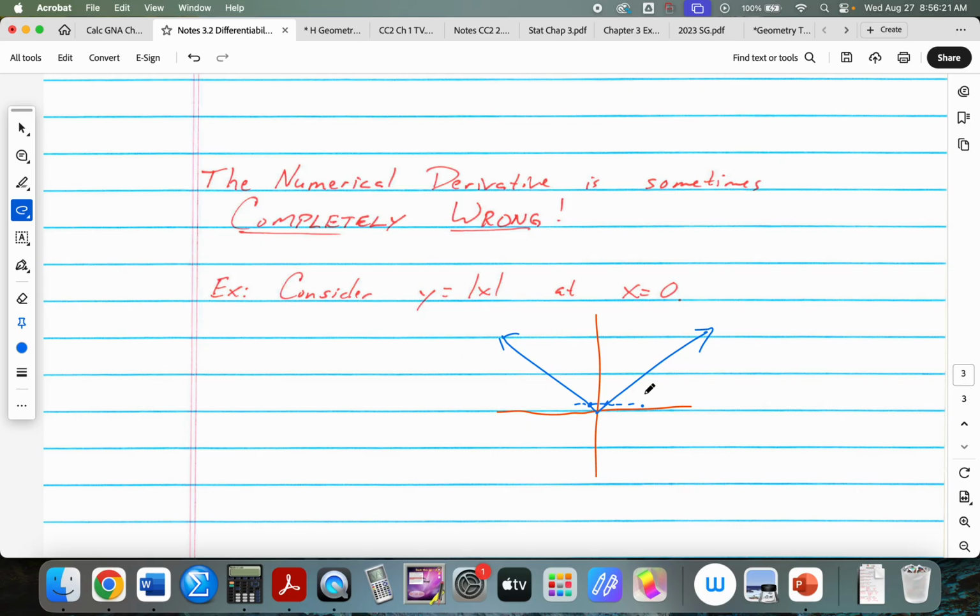So you have to be careful. You can't just use this indiscriminately. Most of the time, it gives you great answers. Some of the time, it just straight up lies to you. Okay, any questions about differentiability? Okie dokie.